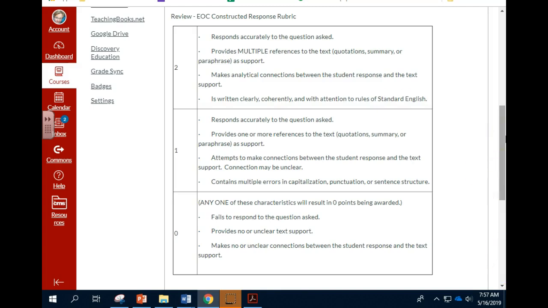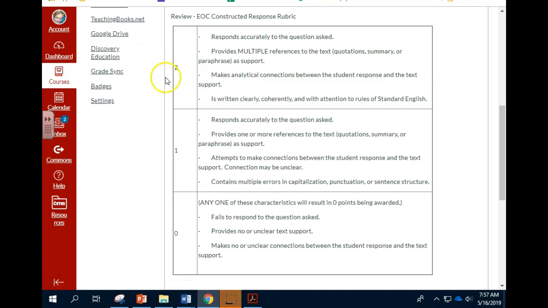Here is the constructed response rubric for the English 2 EOC constructed responses. Let's take a look at what it takes to get a 2. You'll notice over here that there are only 3 possible scores for each constructed response. You'll have probably 3, 4, or 5 constructed response questions where you have to write a response using text support, and there are only 3 possible scores.